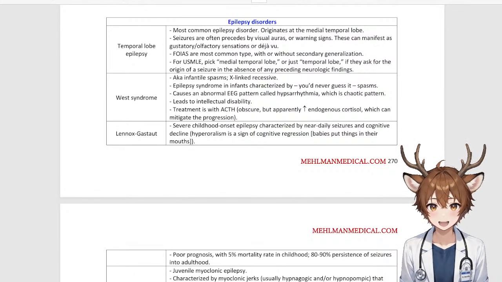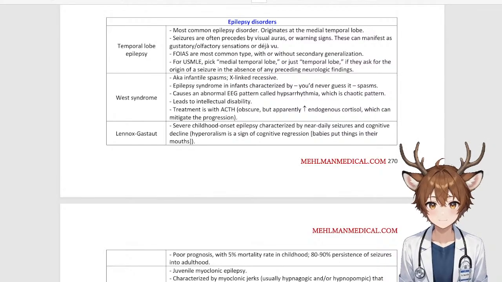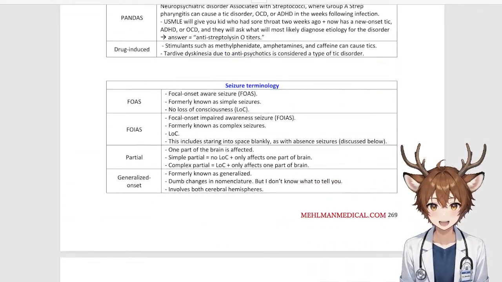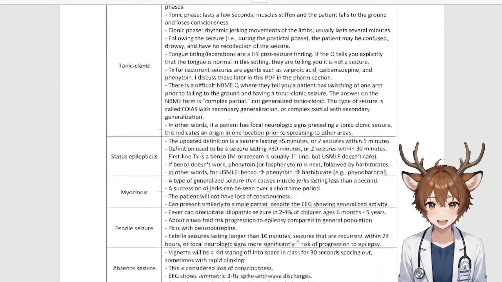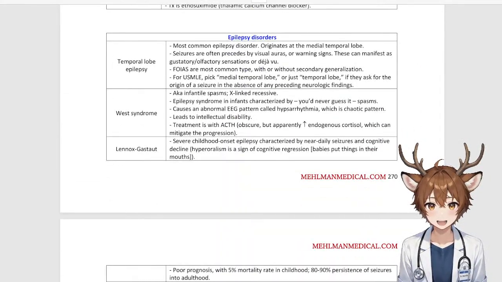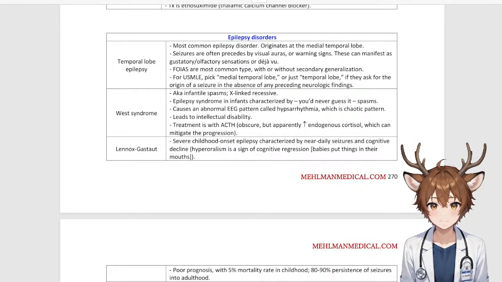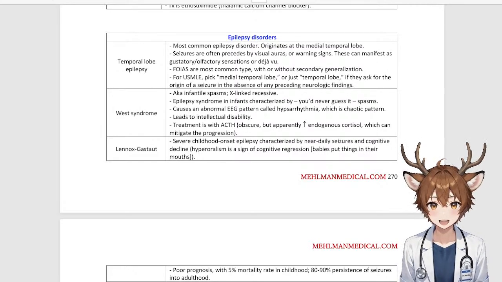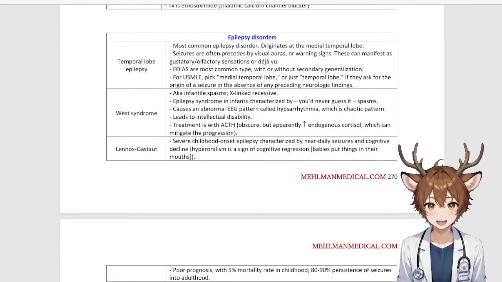FOIAS, again, that's focal onset impaired awareness. Focal onset impaired awareness seizures are the most common type, with or without secondary generalization. For USMLE, pick medial temporal lobe or just temporal lobe if they ask you for the origin of the seizure in the absence of any preceding neurologic findings.